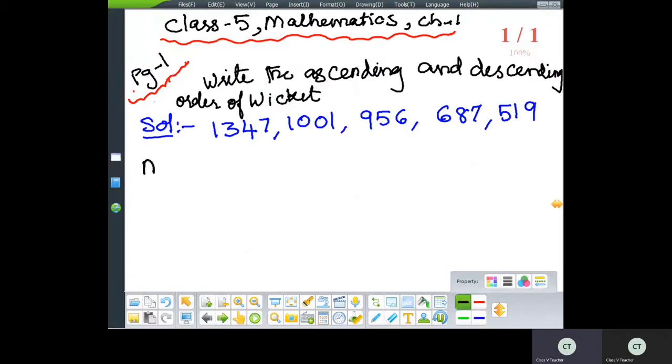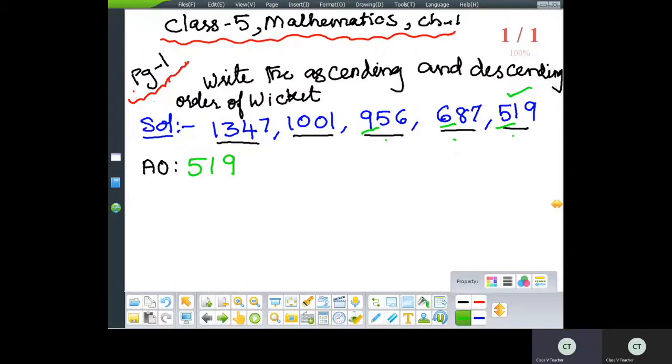So now ascending order. Ascending order means what, children? AO. AO means small to big. So now just look at the numbers here. 4-digit number, 4-digit number, 3-digit, 3-digit, 3-digit. So the small numbers will be the 3-digit ones. So now we have to concentrate on these 3 numbers. Firstly we'll check the hundreds place. Here 9, here 6, here 5. So which is the smaller number? So the smaller number is 5. So the first small number is 519. So this number is completed.